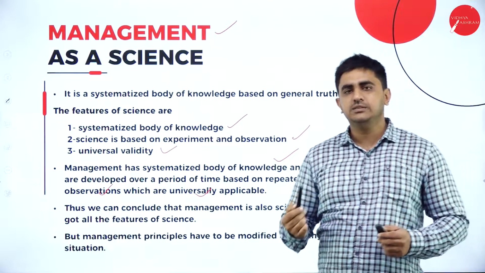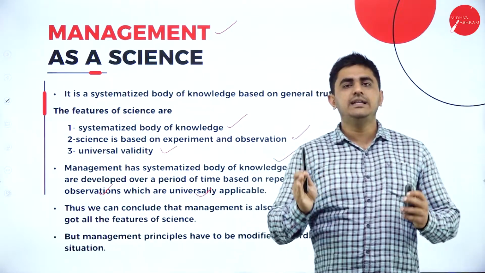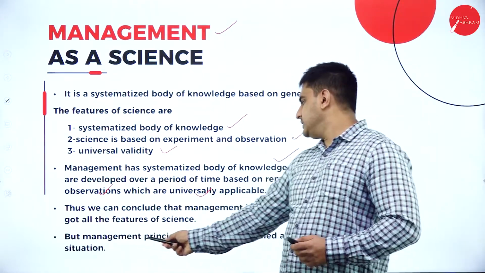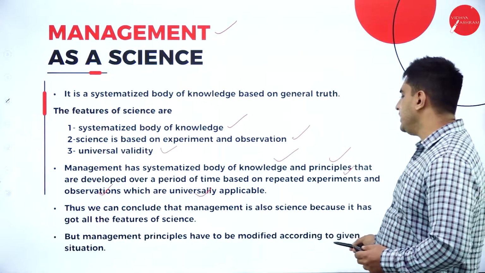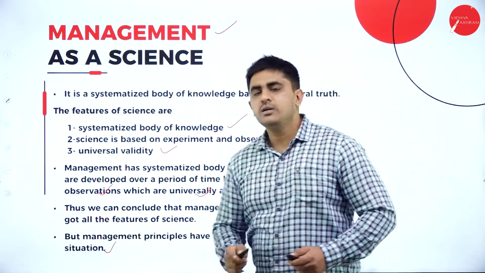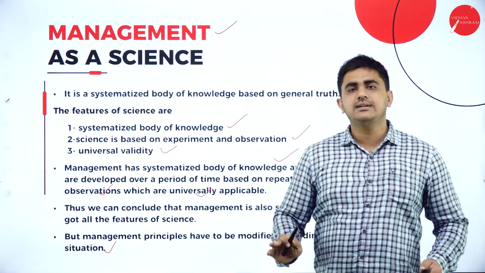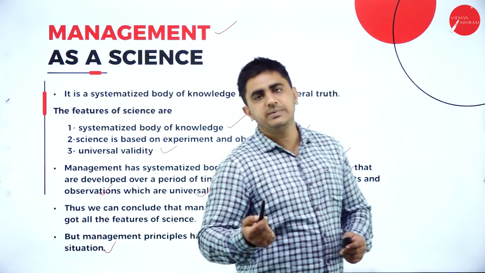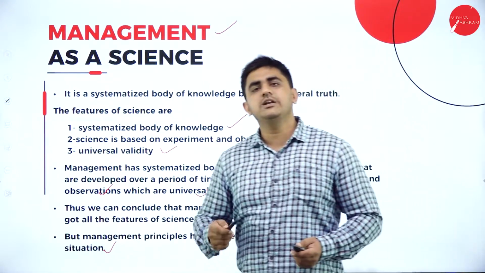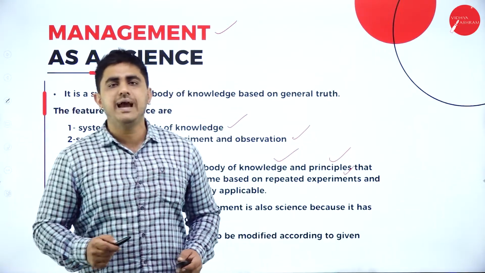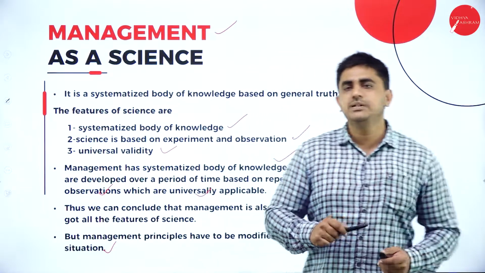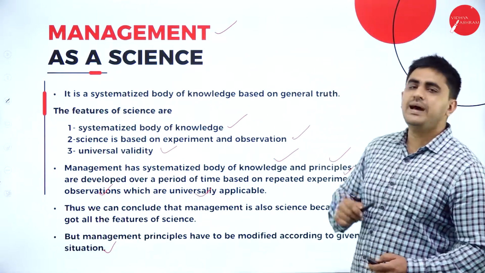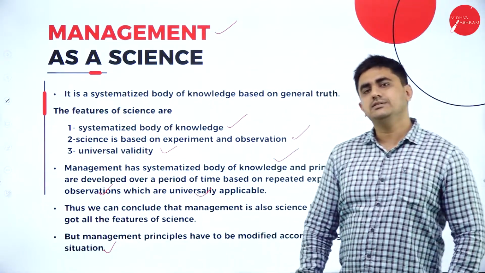So we can conclude that since all these features of science are available in management, we can call management a science. But there is one slight difference: management principles have to be modified according to the given situation. Principles of science are exact, they cannot be modified, but management principles, according to the situation or according to the problem, you can modify. So this is management as a science.